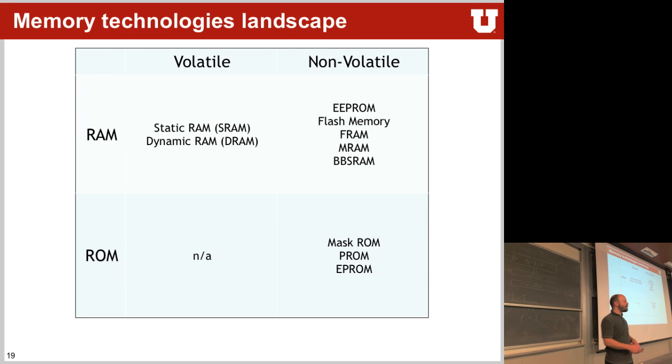So if you look at this in a little diagram, what we can have is RAM can be volatile or non-volatile. We have the different types of static RAM and dynamic RAM, which we'll look at. Non-volatile memory: EPROMs, flash memory, FRAM, MRAM, and BBS RAM. While as ROMs, well, there is no volatile ROM, usually. It's always non-volatile, and what we have is like mask ROMs, PROMs, or EPROMs.